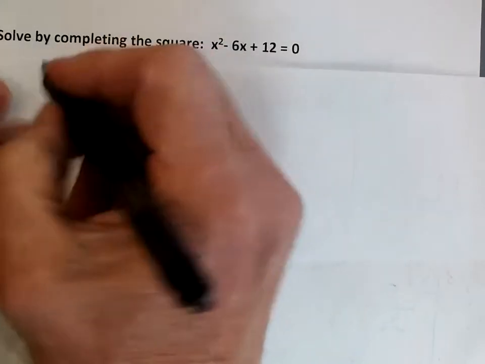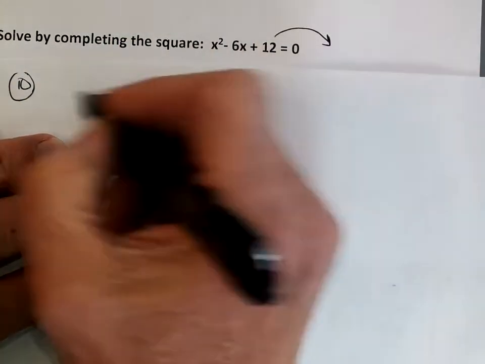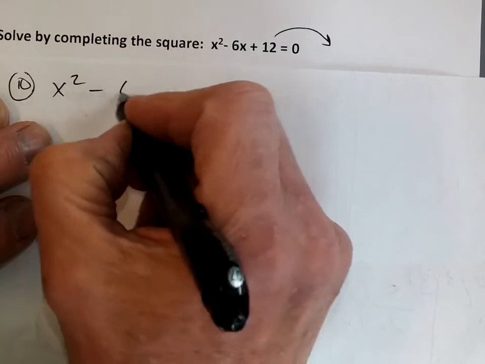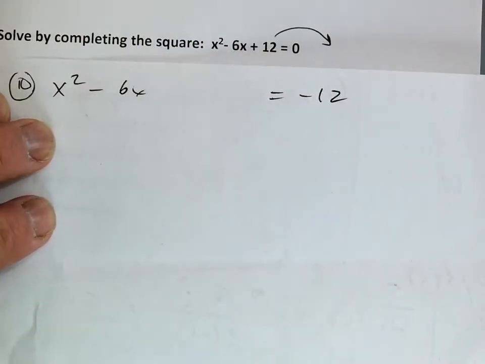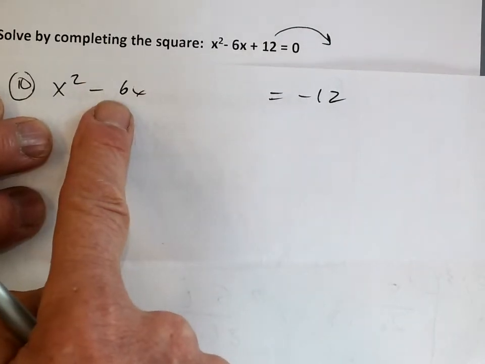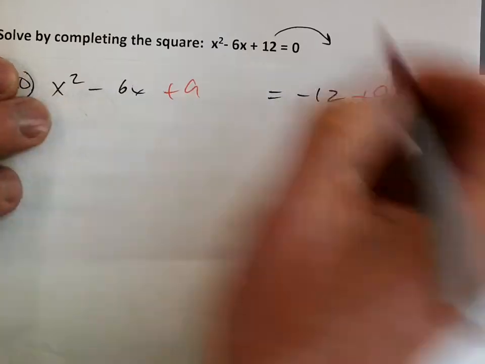Okay, number 10. Solve by completing the square. Alright, I can do that. Okay, step 1. Move the 12 to the other side. x squared minus 6x equals -12. Step 2. Half of this is -3. Square that and I get a 9. Plus 9, plus 9. Okay?